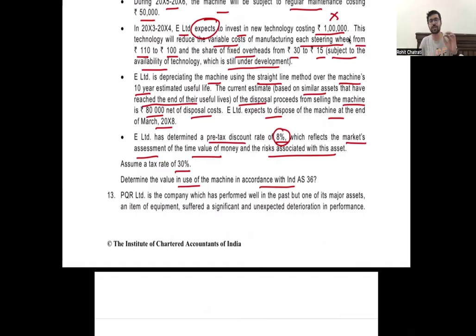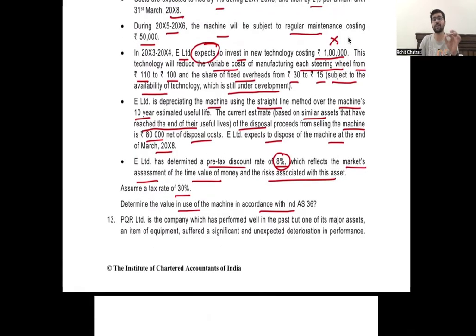Some points let me just highlight. Ind AS 36 states that we are required to discount pre-tax cash flows using a pre-tax discount rate. What does pre-tax cash flows mean? When we estimate the cash flows from this machine, we are not going to deduct tax. Those are called pre-tax cash flows, cash flows before deducting tax.